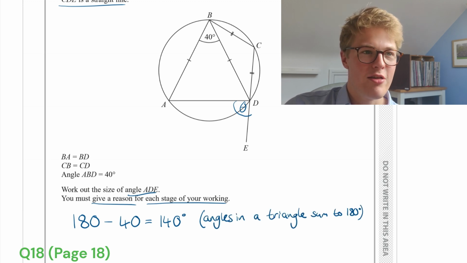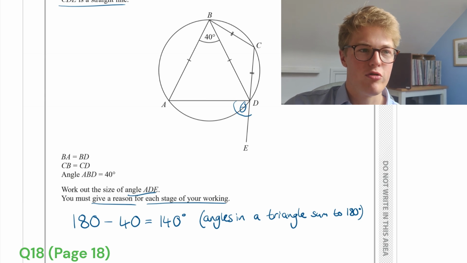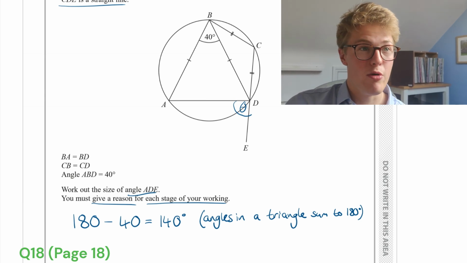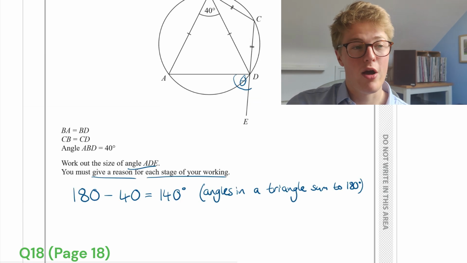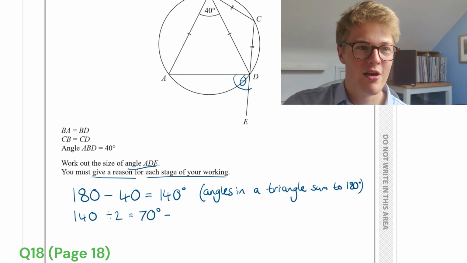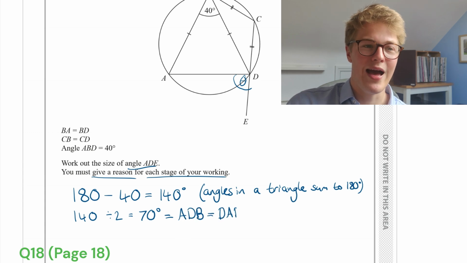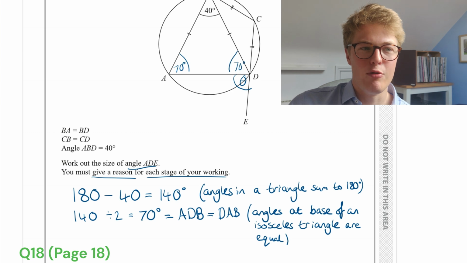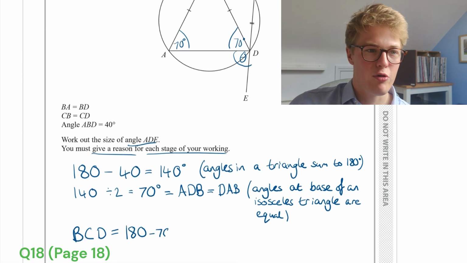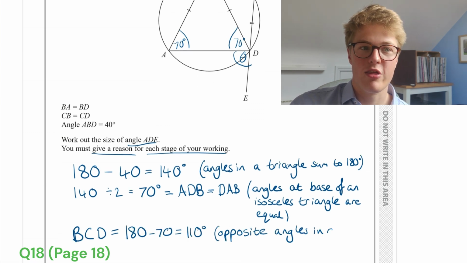So what I've done here is you can see ABD adds up to 180. We've been given 40, so we know that the sum of the base angles is going to be 140, and that's what I talk about next. So 140 divided by 2 is 70 degrees, which is ADB and DAB, and angles at the base of an isosceles triangle are equal. So BCD equals 180 minus 70 equals 110 degrees, because opposite angles in a cyclic quadrilateral add to 180.